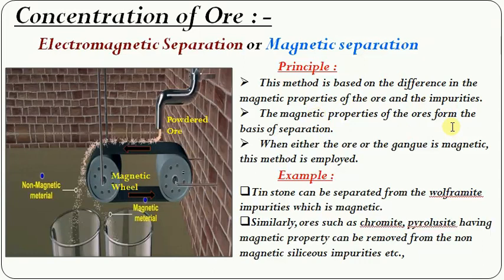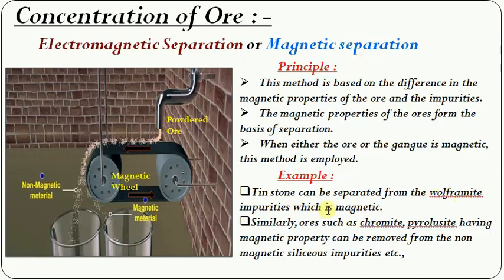The magnetic property of an ore forms the basis of the separation. Here, either the ore is magnetic or the gangue is magnetic. It may be a vice versa process. If the ore is magnetic, the gangue is a non-magnetic particle. If the gangue is magnetic, the ore is a non-magnetic particle. For example, we will see tin stone can be separated from wolframate.